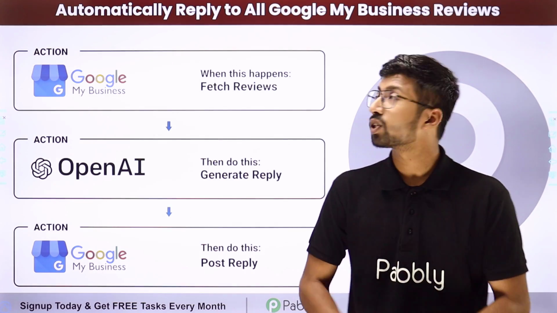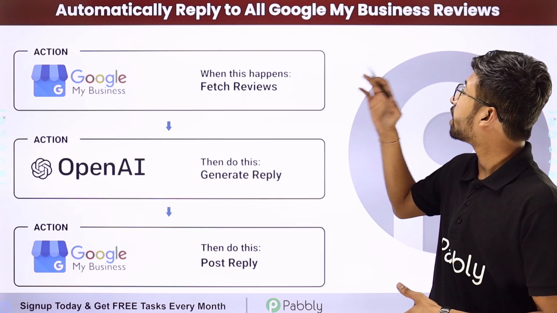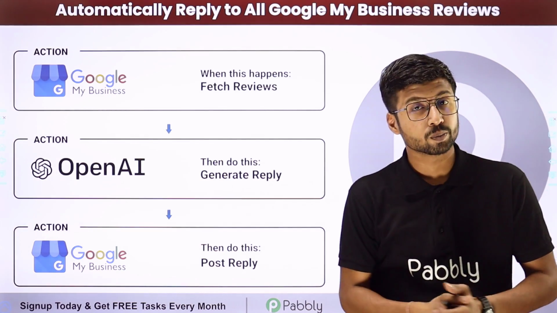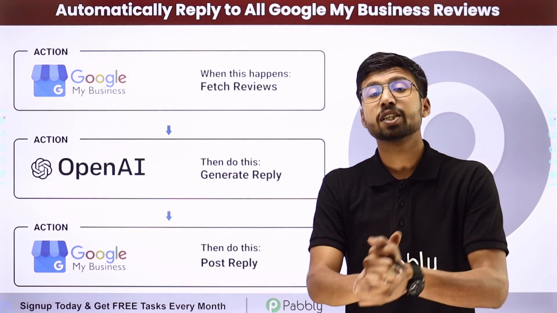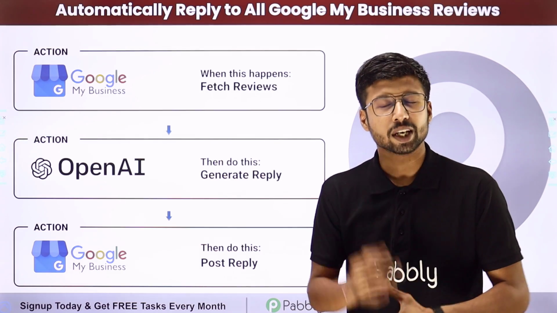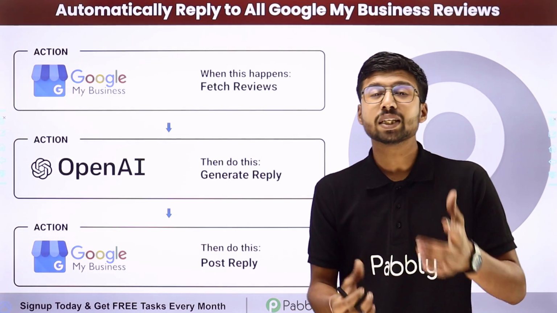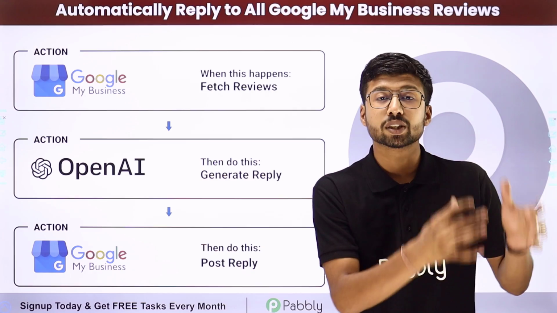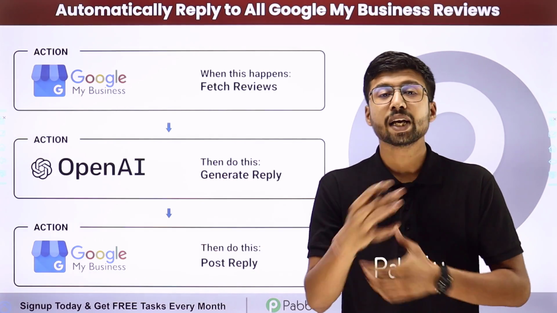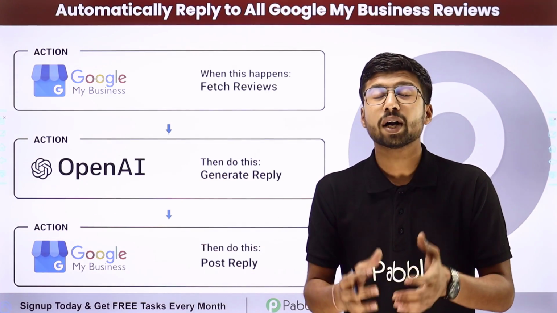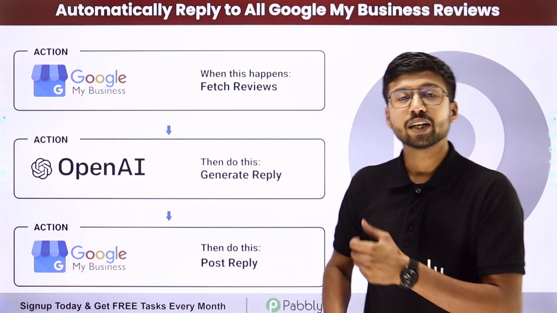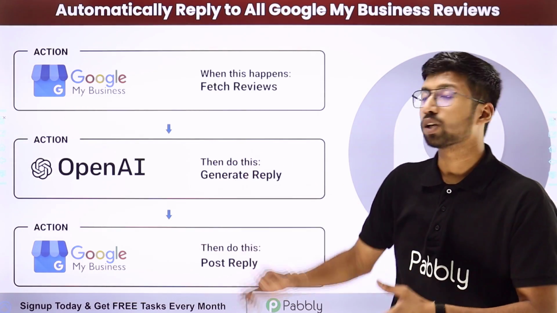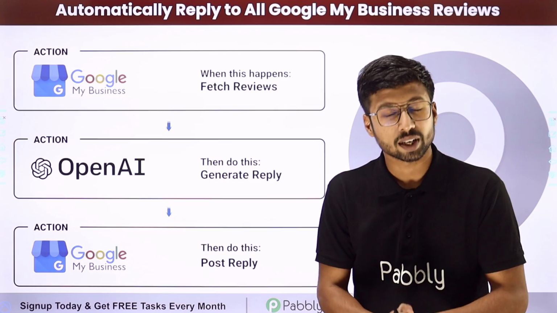So today we are going to learn how to automatically reply to all Google My Business reviews. This is going to be an amazing automation which we are going to set up today. Using this automation, you can basically fetch the reviews by your users from your Google My Business profile. Using OpenAI, you can automatically generate a reply for that and you can automatically post the reply for that review on your Google My Business profile itself.